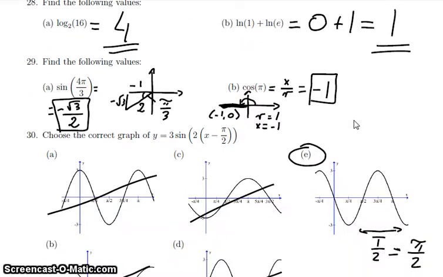29. Find the following values. Sine of 4 pi over 3. So 4 pi over 3 is in the third quadrant. You could also use the unit circle to find this value, but I like to use the reference triangles. The reference angle is pi over 3. And you have a reference triangle here, the special triangle.